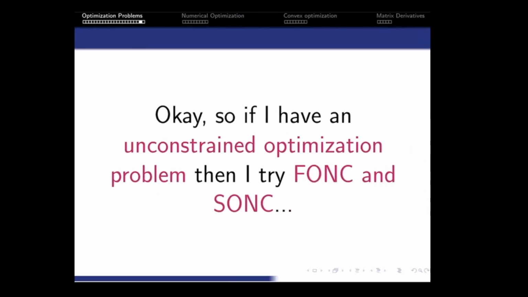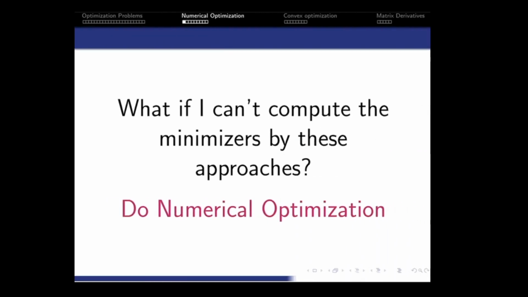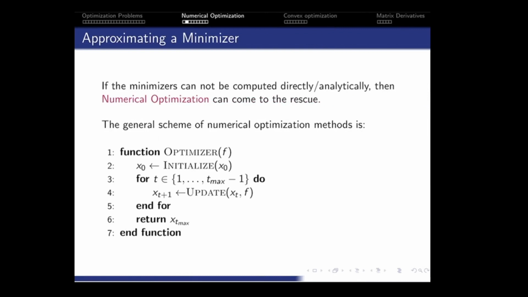Okay, so if I have an unconstrained optimization problem, then I try to get the local minimizers analytically just by calculating around. And if I have a constrained optimization problem, then I can try to solve it over the dual problem. We don't know yet how exactly, but this can be then discussed. But we have an idea how to approach this. But what if I can't compute these minimizers by any of these approaches? Well, then we fall back to numerical optimization. Now, if the minimizers cannot be computed directly or analytically, then numerical optimization can come to the rescue.